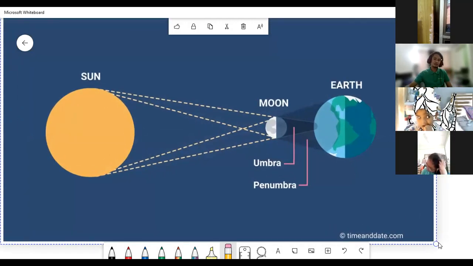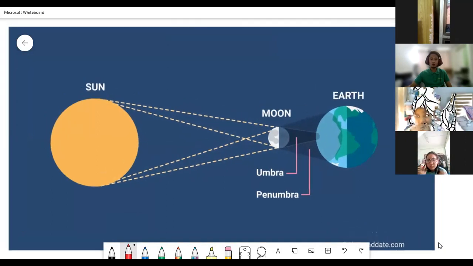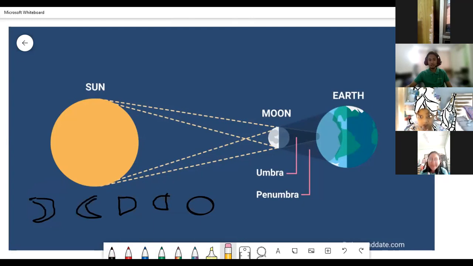We can see sometimes our moon is like this, right, Lucas? It's only half sometimes. Like this or like this, right? Am I right, everyone? Like this, and sometimes it's just a circle. Sometimes no moon. Why? Because of the position and movement of the moon.